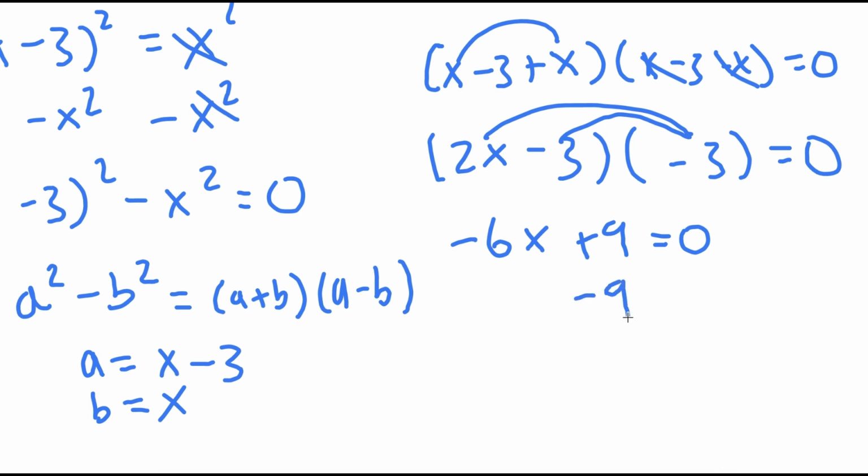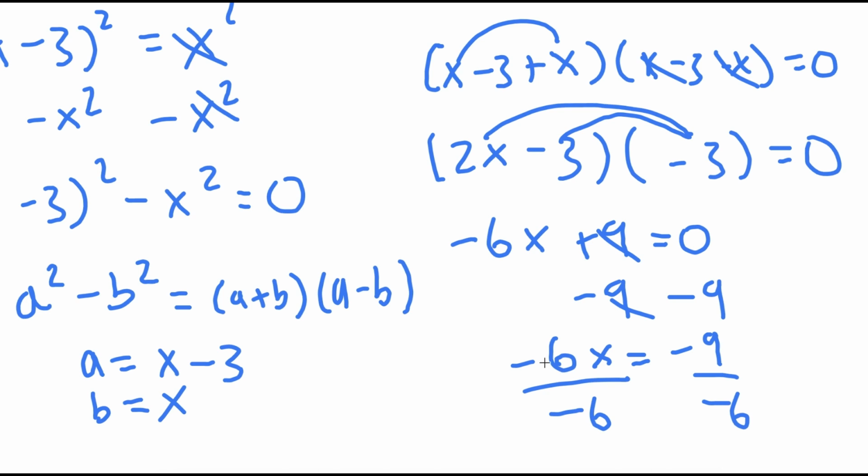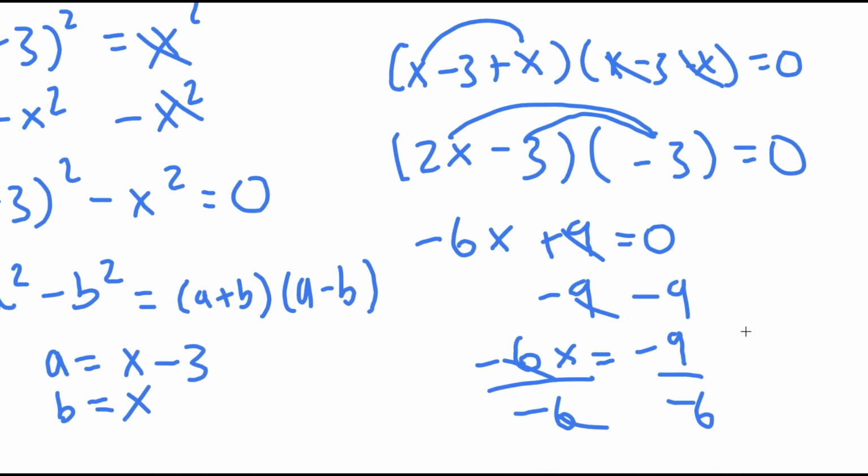So I subtract 9 on both sides. I get -6x = -9. Sorry, -6x is equal to -9. And then I divide both sides by -6, and I get x = 3/2.